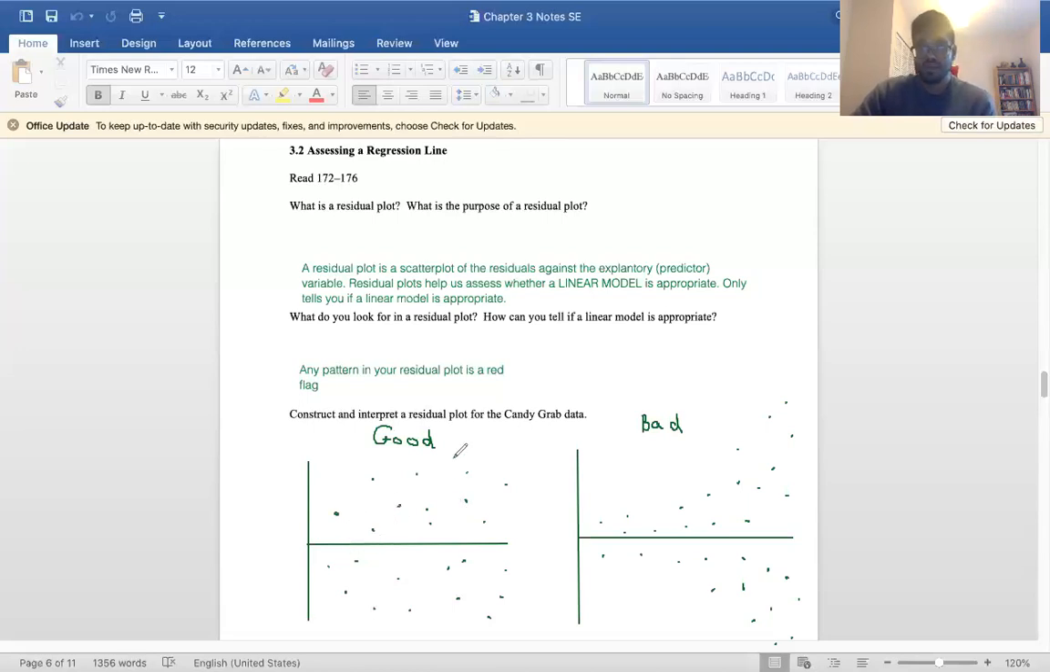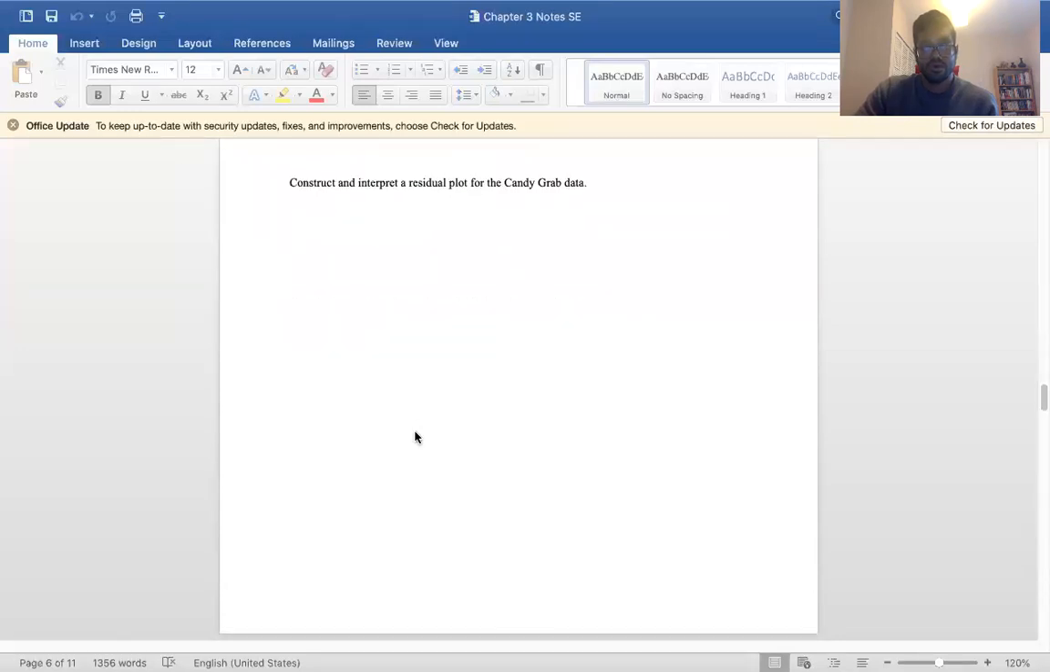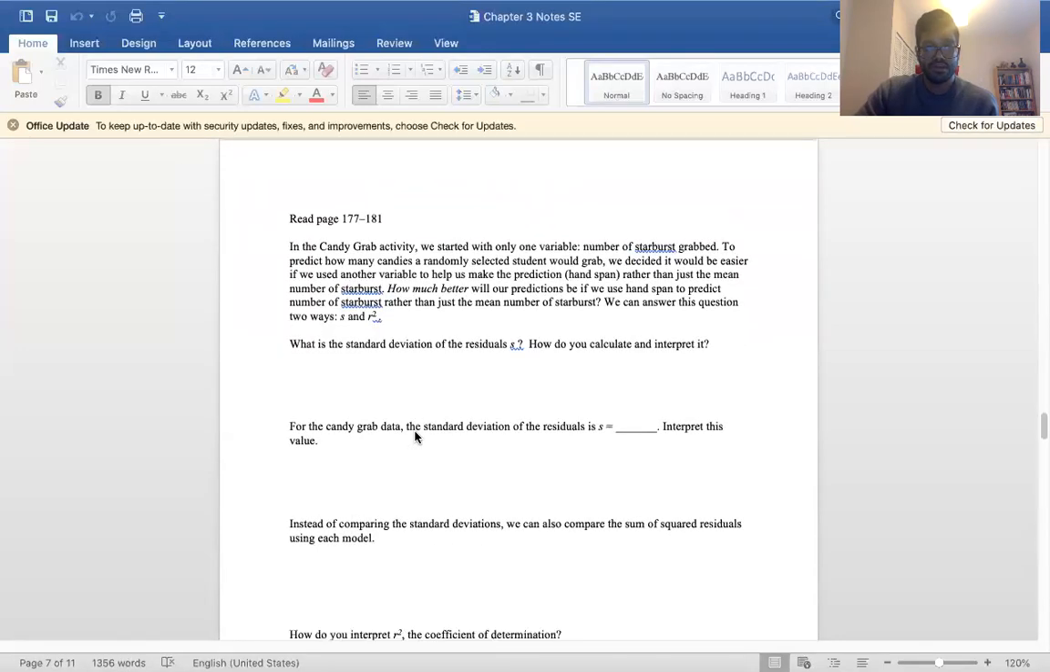Because what we're saying when we look at this left-hand plot over here is that our residuals underestimate and overestimate equally, right? So in some cases, our line is going to predict too much, and in some other cases, our line is going to predict too little. That's a good thing. That means we're kind of going right down the middle. Okay, moving on to the next thing.